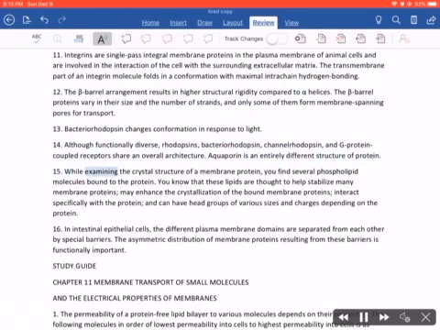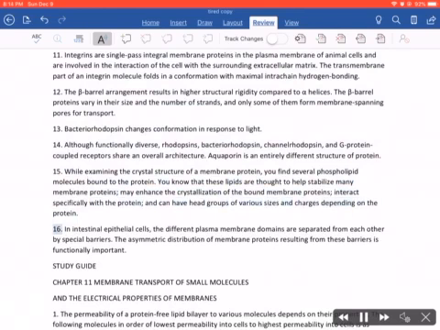15. While examining the crystal structure of a membrane protein, you find several phospholipid molecules bound to the protein. You know that these lipids are thought to help stabilize many membrane proteins, may enhance the crystallization of the bound membrane proteins, interact specifically with the protein, and can have head groups of various sizes and charges depending on the protein.